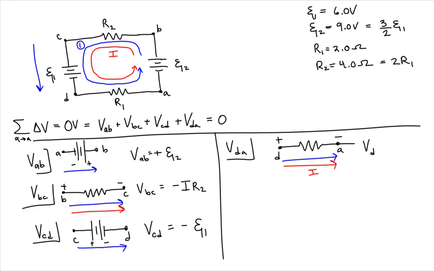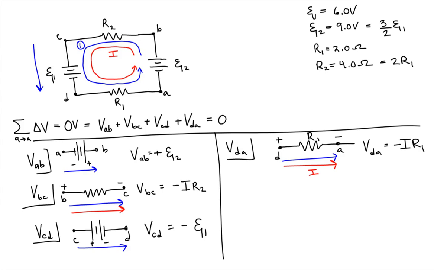So the potential difference across resistor 1 is equal to minus the current in our circuit times the value of the resistance for resistor 1. So now we have all the pieces we need to find the current in our circuit.